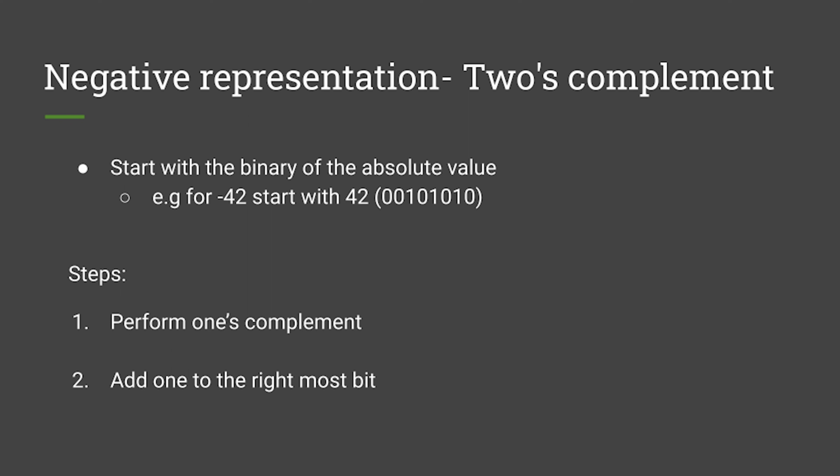So when actually performing 2's complement to find the representation of a negative number, we first start with the binary number of the absolute value. So say we want to represent negative 20 with 2's complement. First we get the binary value of 20, and then perform the following 2 steps. Step 1, 1's complement, which involves flipping all the bits. And step 2, we simply add 1 to the rightmost bit of the 1's complement result.